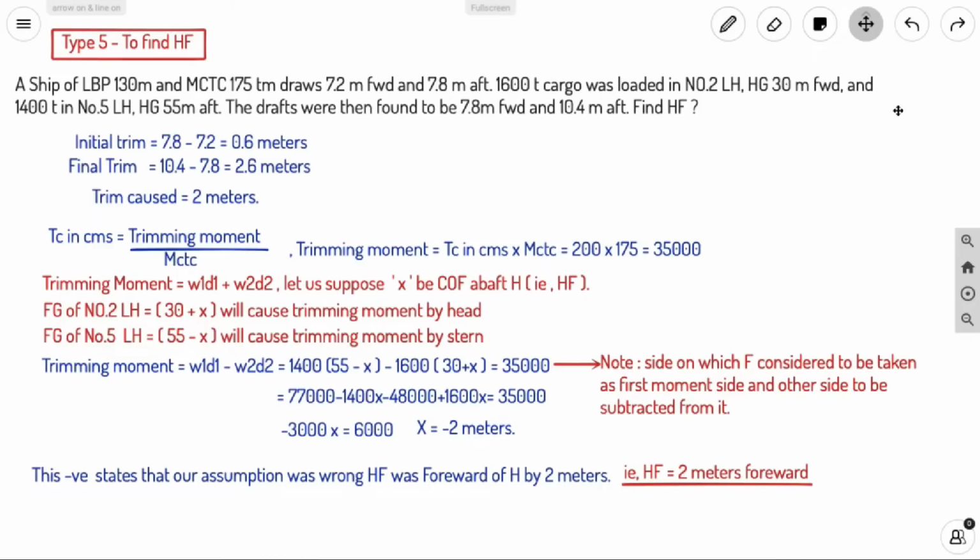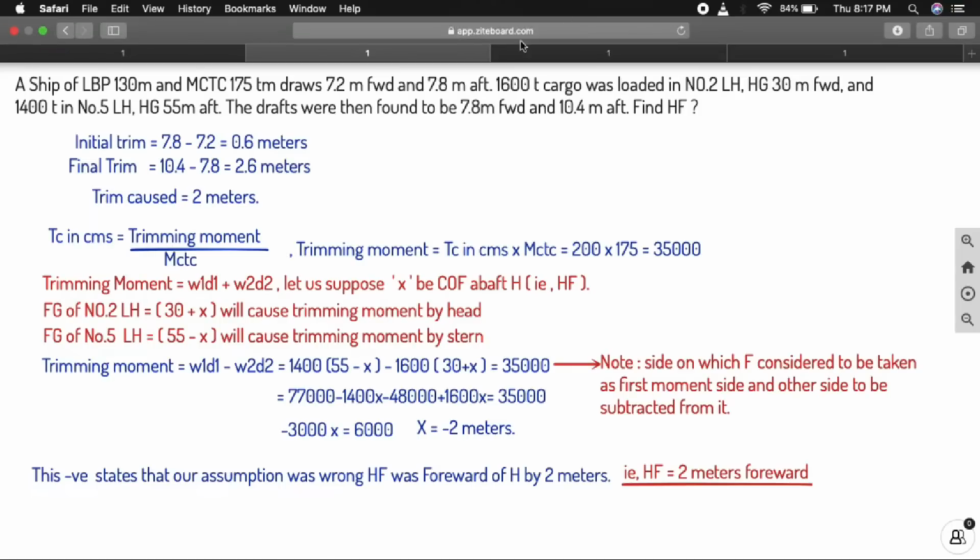So guys, this is how we do to find HF type of problems. So now let's go into our next type of problem.